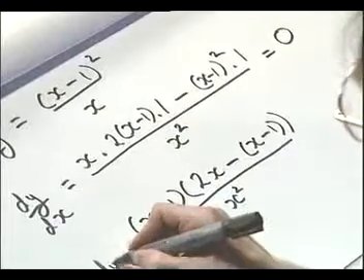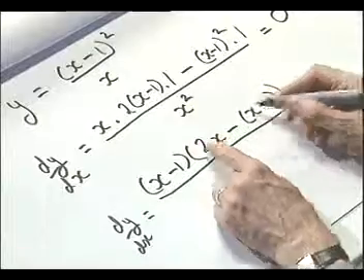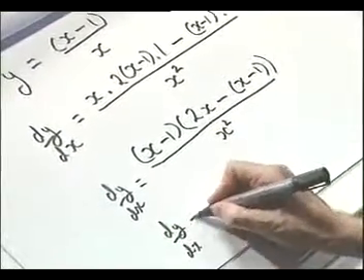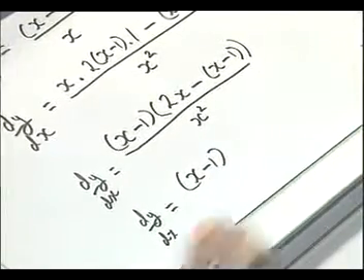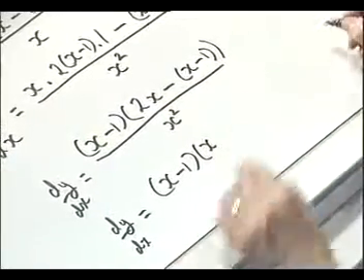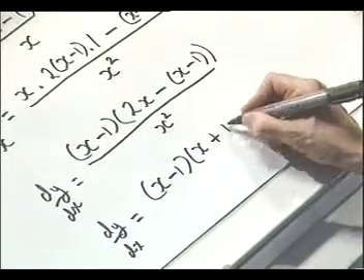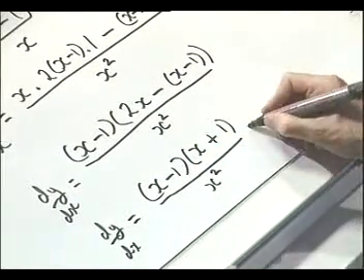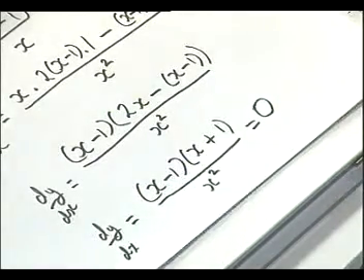So this is still dy by dx. Now I can simplify what's in the bracket and have dy by dx is equal to x minus 1 times, now I have 2x take away x, that's just an x, but then I've also to take away minus 1, and so that gives me plus 1, all over x squared, and this is to be equal to 0 for my stationary points.